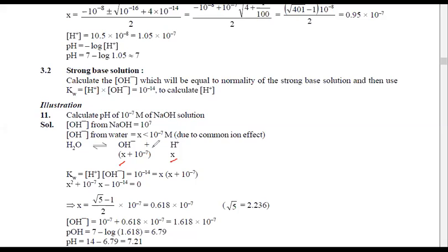Now let's see this one. If I take 10 to the minus 7 as it is, instead of taking X, I'll take 10 to the power minus 7 only. Then what would be the answer? The total concentration would be 10 to the minus 7 because of water plus 10 to the minus 7 because of this NaOH. So total it will be 2 into 10 to the minus 7. So pH would be 7 minus log 2.